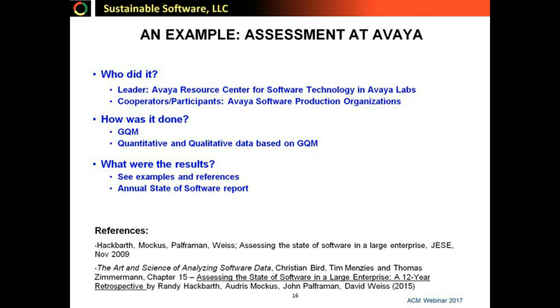Randy? Thanks, David. I'm going to describe an example of the goal-oriented assessment that David discussed in the context of these annual assessments at Avaya. We conducted these over a 14-year period. Each year, it was called the State of Software and Avaya Assessment, and we led this in partnership with product organizations from across the company.